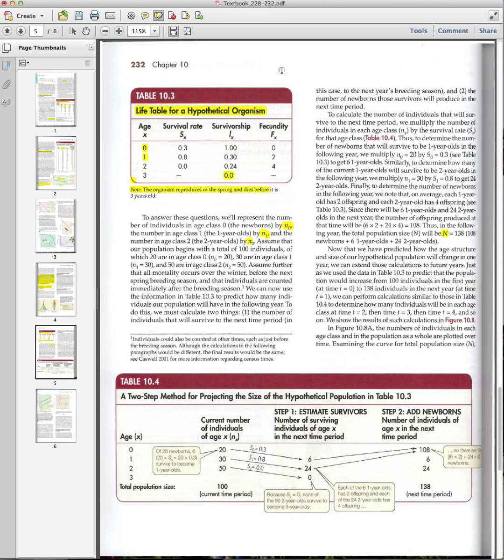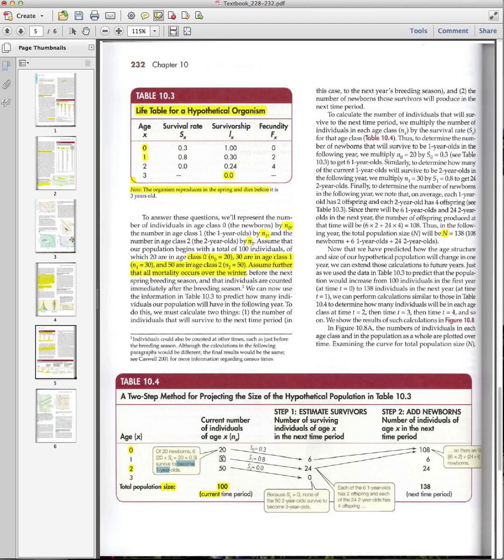Okay, so Table 10.3 and Table 10.4 are connected. You can see that the age classes are the same here, but what they're giving you now is the number of individuals in each age class. That's not represented up here. They've told you that in the text, and then they filled it in here. So age class 0, you have 20 individuals, and then they're going to have you use the information from the first table to calculate your actual population. So if you have 20 individuals and their survivorship, their survival rate, is 0.3, you multiply that and you get 6 individuals that survive into the next time step.